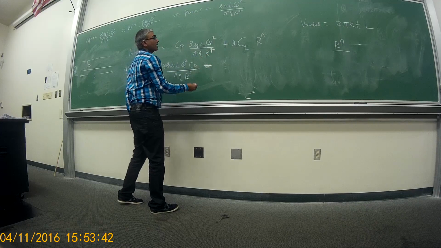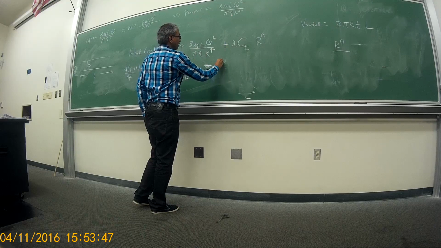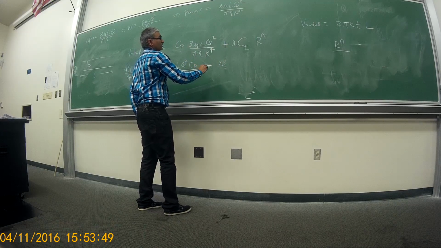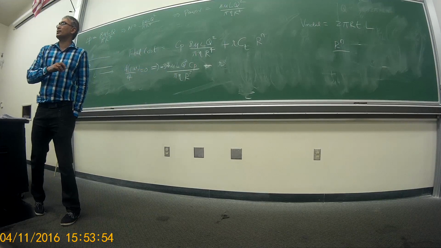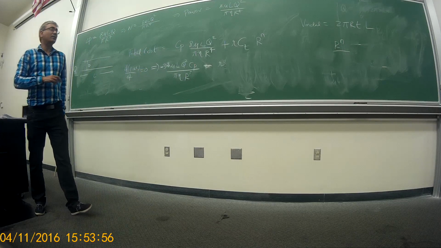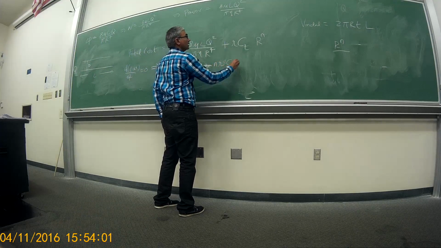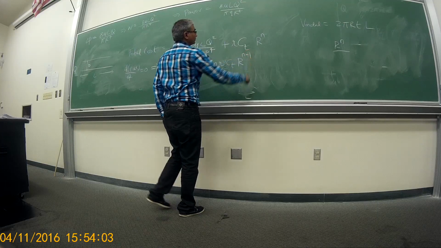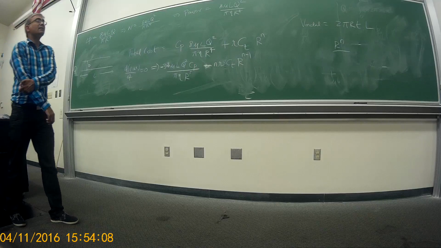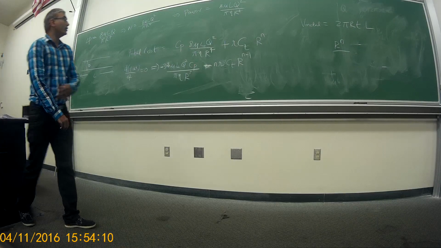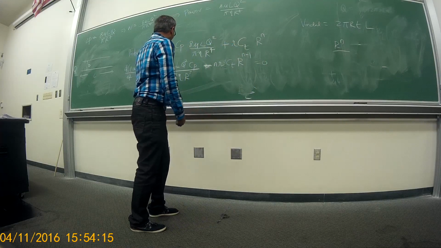Plus, the derivative on this side will be C_T n R to the power of n minus 1. Is it okay if I use this R? The capital R I was using for radius. But like I told you, n is typically about 1.3. This equals 0, and so you can solve for the optimum radius.